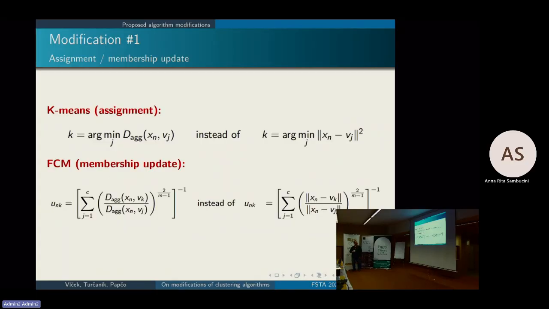And what's changed really? This is the calculation or quotient for assignment of points in the classical version, but we use this one. Here is the aggregational dissimilarity measure. Also for fuzzy C-means, we use this calculation instead of the original. We don't need anything else changed because all other algorithms are only combinations or some other strategy of initialization of centroids.